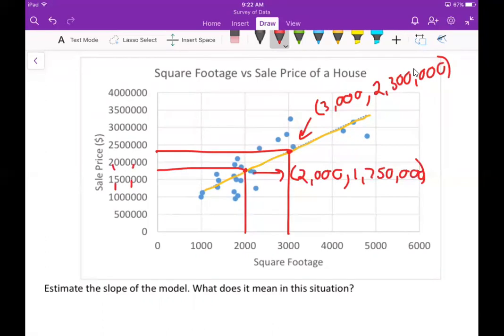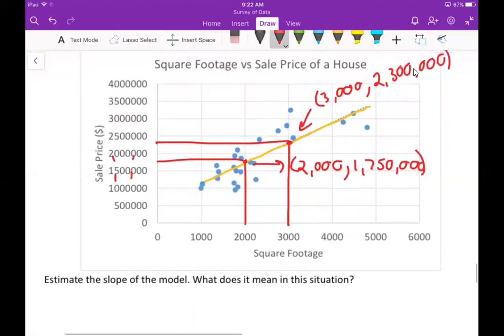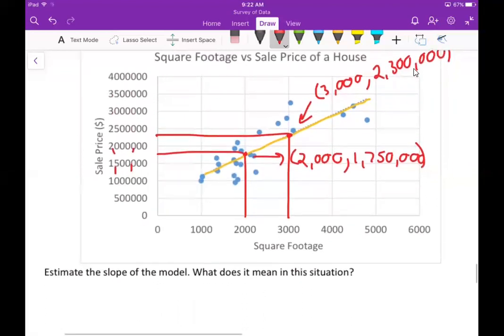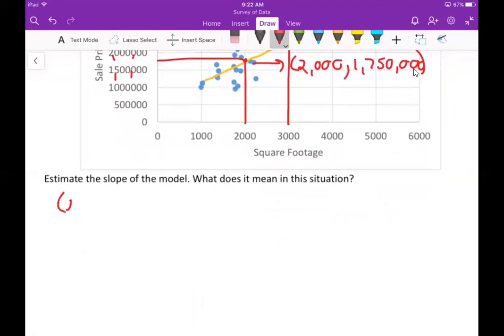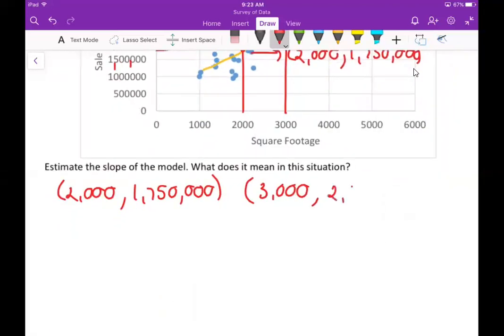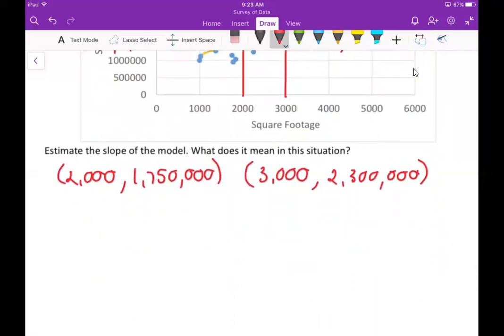Now this one isn't easy to do on the graph. I can't really go up and over all that easily. So once I have those 2 points estimated, let's just use the formula for slope. Okay, so I'm going to rewrite those points down here. I'm using my 2 estimates, 2,000 and 1,750,000. And my other estimate at 3,000. And let's see, I made that estimate at 2,300,000. Just double checking those points there. Yep, that makes sense. Okay, so this would be my x1 and my y1. This would be my x2 and my y2.